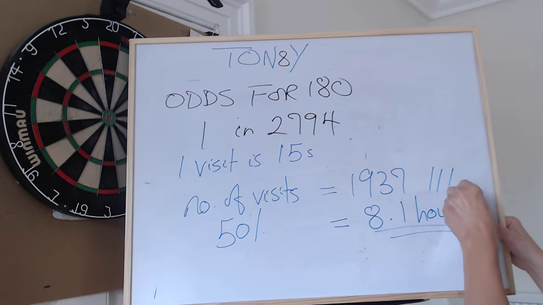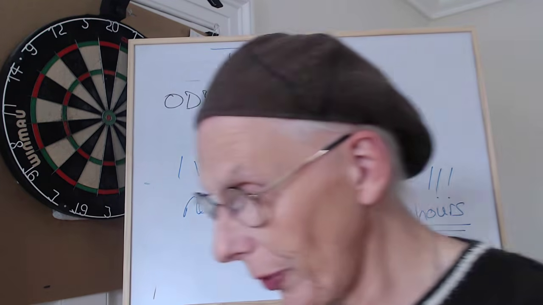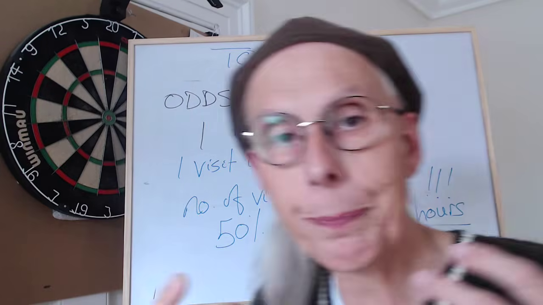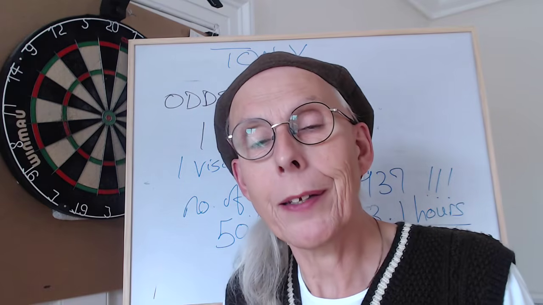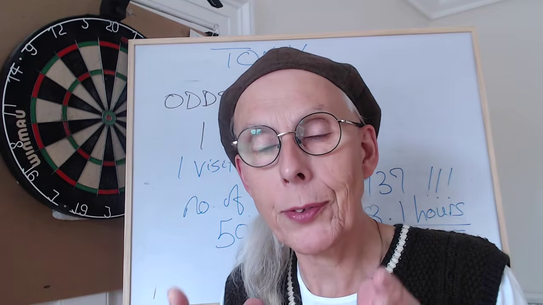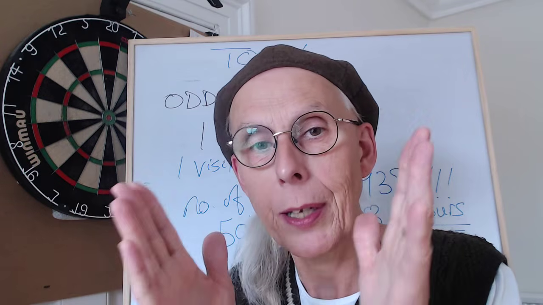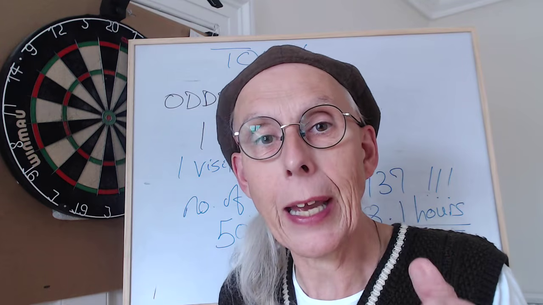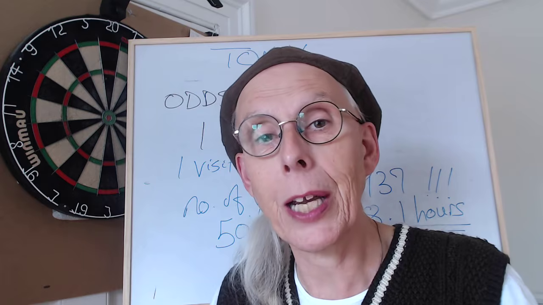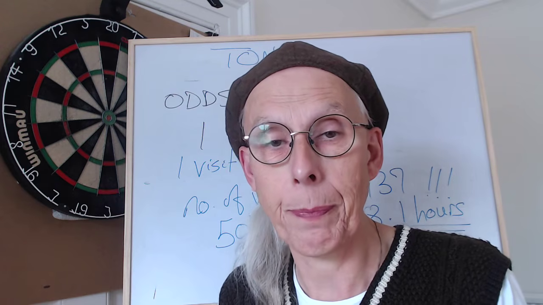And that's worth a few exclamation points, I think. So Tony, who throws random darts, okay, at the 20 segment, will get a 180 every 8 hours if he plays at a kind of a regular, normal human pace.